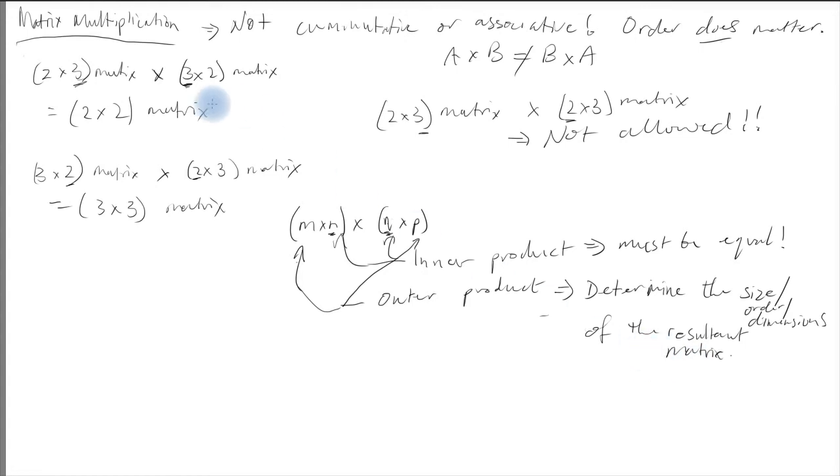So if you notice on this one, we've got a 2 and a 2 on the outside, so our answer is a 2 by 2. This one, we've got a 3 and a 3, so our answer is a 3 by 3 matrix. Now let's do one more example on the calculator to investigate this outer product a little bit more.